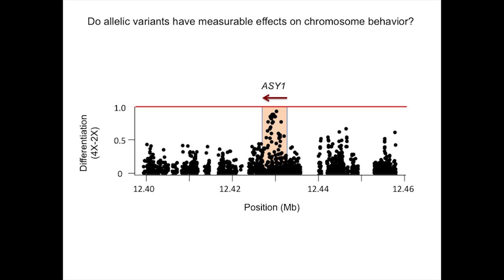All right. So when you do a genome scan like this, of course, a big question is always, do the genes that you found actually do something that you can measure and study? And so we've started to address this using a genetic approach. So this is ASY1. And ASY1 is, again, a critically important component of the chromosome axes. And what you can see here from these dots is that the top dot doesn't go quite to 1. So ASY1 is not a fixed difference between diploids and tetraploids.